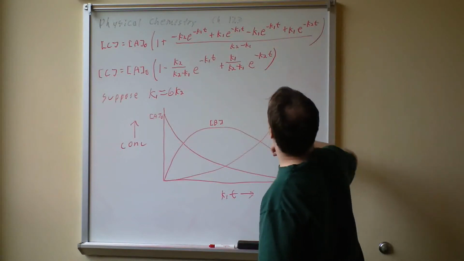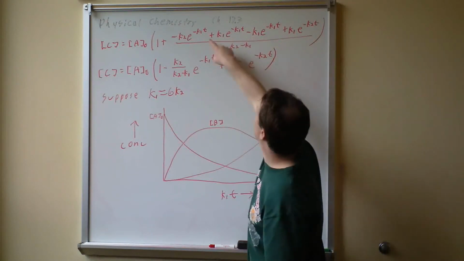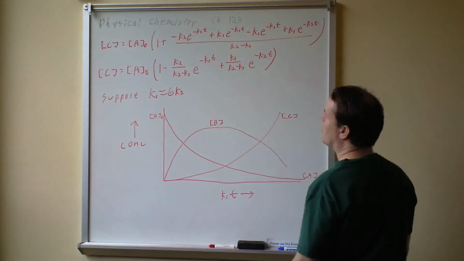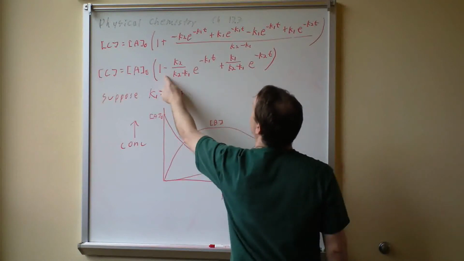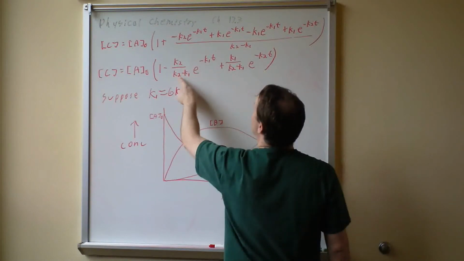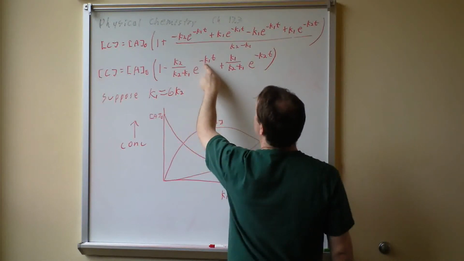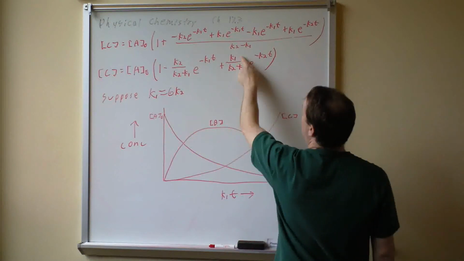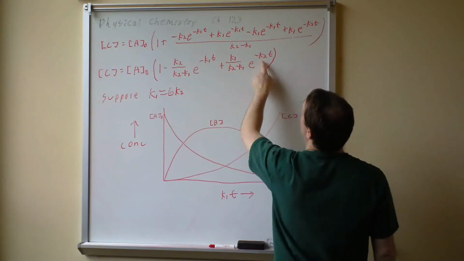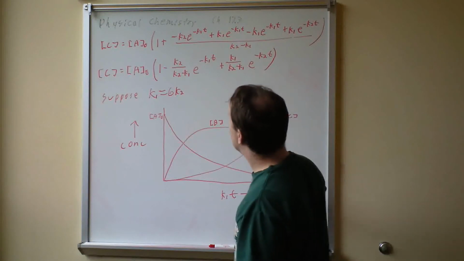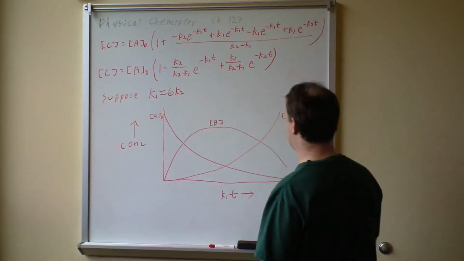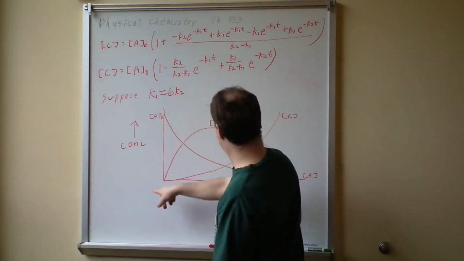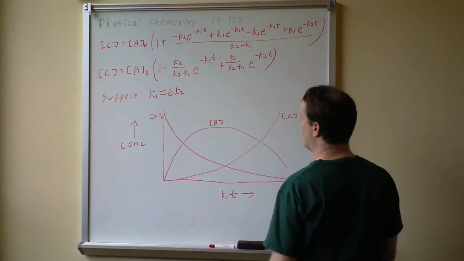Notice these two add up to make 0, so you're left with just these two end terms. So simplifying, we get concentration of C is equal to the initial concentration of A times 1 minus K2 over K2 minus K1 times e to the minus K1t plus K1 over K2 minus K1 times e to the minus K2t. Now, let's suppose that K1 is equal to 6 times K2 as an example. So we're going to graph concentration versus K1 times time here.